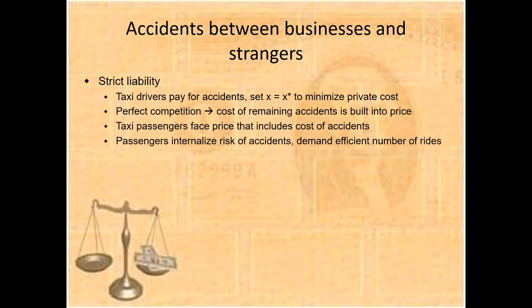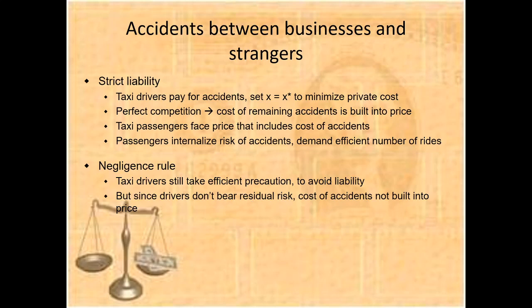Under strict liability, where the taxi driver pays for accidents, the driver sets x equal to x star to minimize private cost. Perfect competition implies most of the remaining accident cost is built into the price. Taxi passengers face a price that includes the cost of accidents. Passengers internalize the risk of accidents, demanding an efficient number of rides.